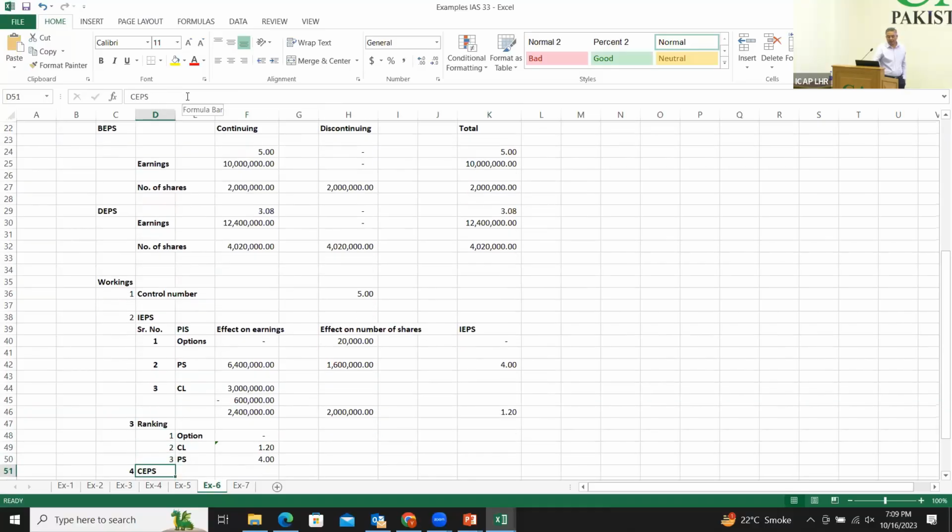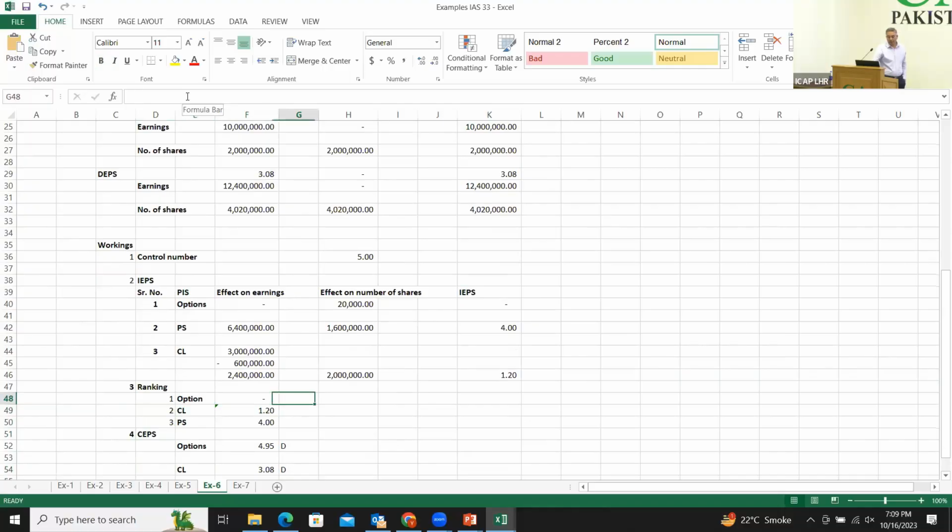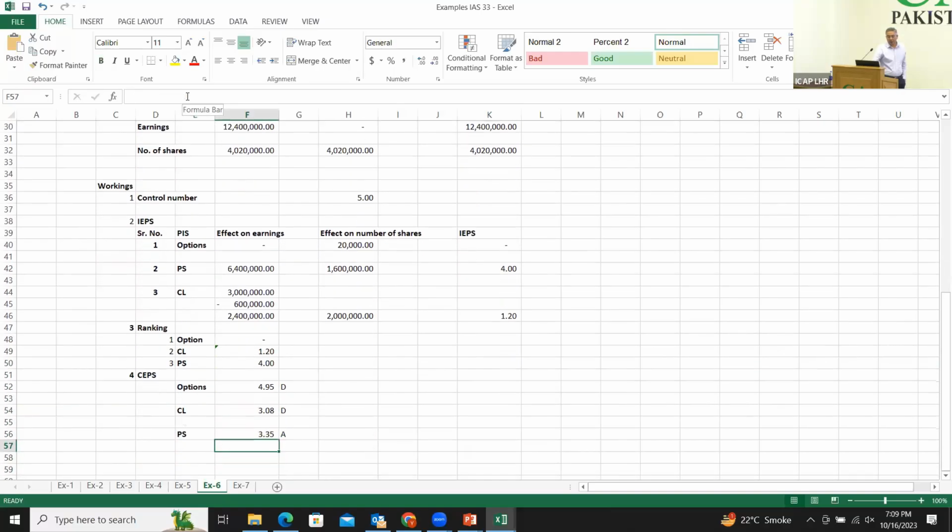And then we have the ranking. Option is number 1, convertible loan is number 2, and preference shares are number 3. And then we have cumulative EPS by adding option.